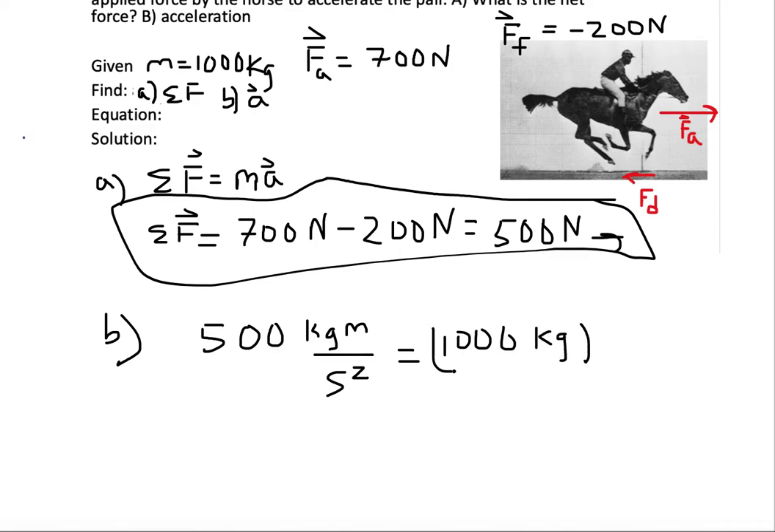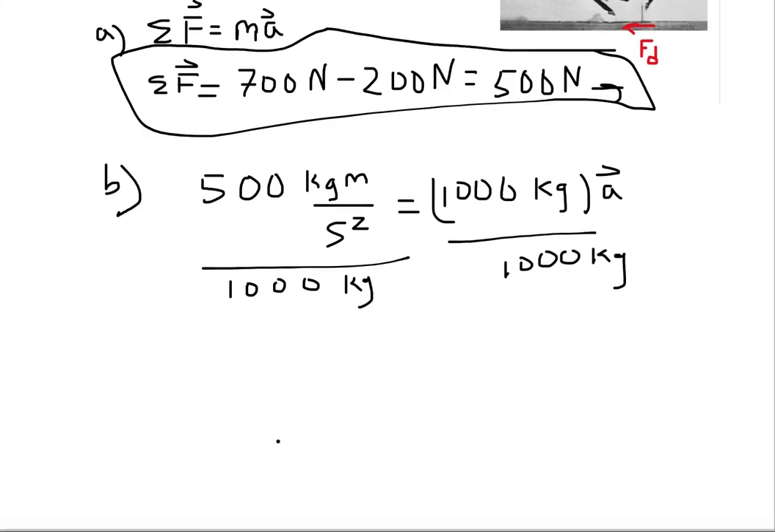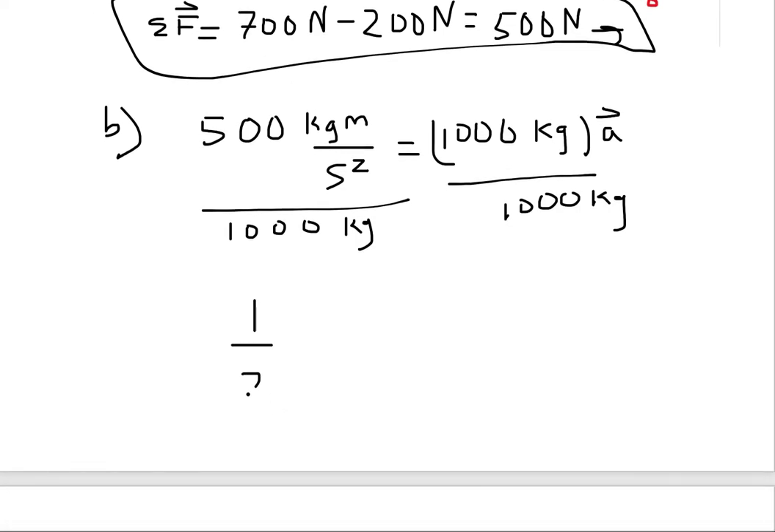And then we multiply by acceleration. F equals ma. So we have to divide both sides of the equation by 1,000 kilograms so we can isolate acceleration on the right-hand side. So 500 divided by 1,000 is just 1/2. And on the right-hand side, let's go ahead and eliminate numbers and letters. We're just left with acceleration on the right-hand side.